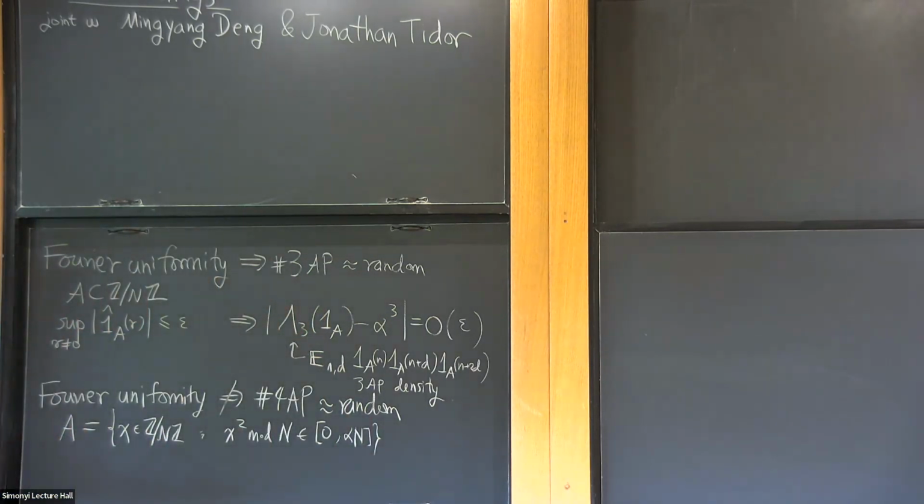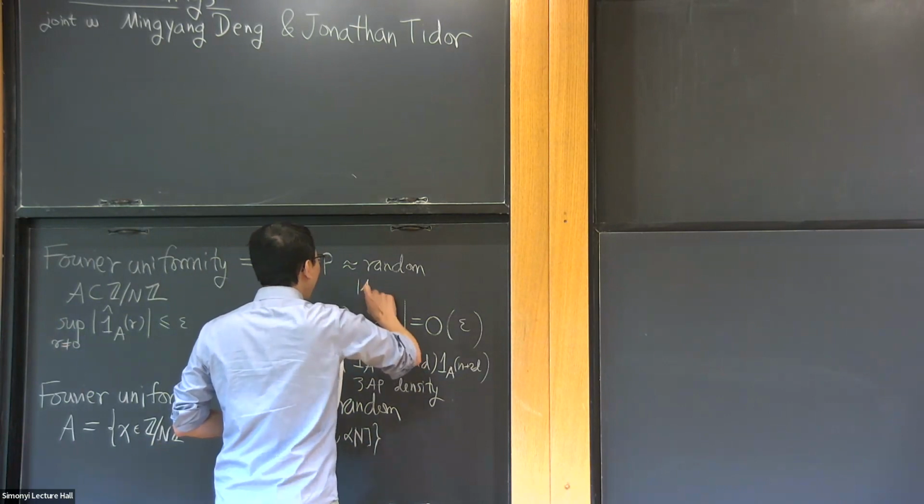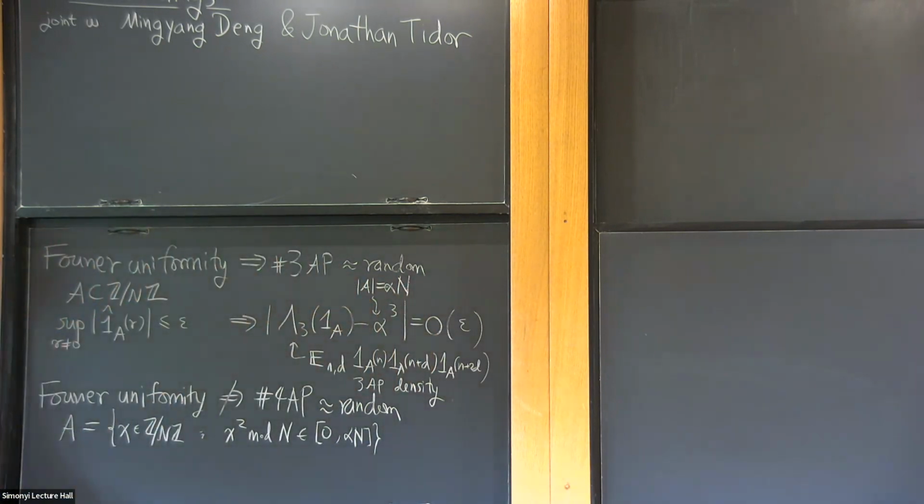Can I ask a very basic question? What is alpha? So alpha is the density of A. Alpha n is the number of elements. Thank you. So please ask questions. Okay, great. So think of alpha as some constant.